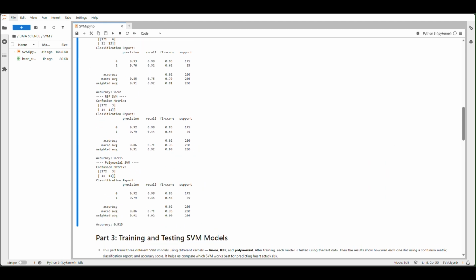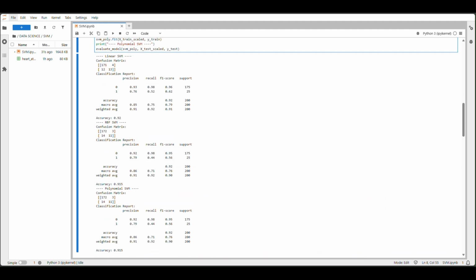Now for part 3, training and testing SVM models. We tested three types of SVM kernels: linear, RBF or radial basis function, and polynomial. Here's what the results tell us.